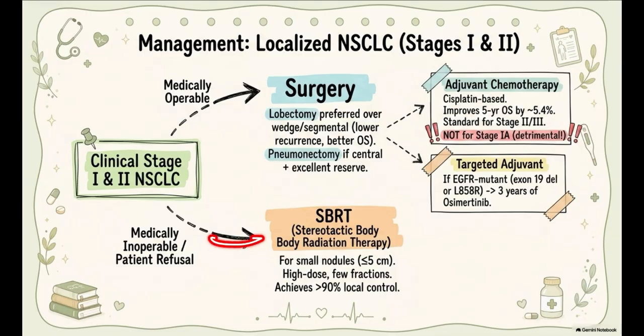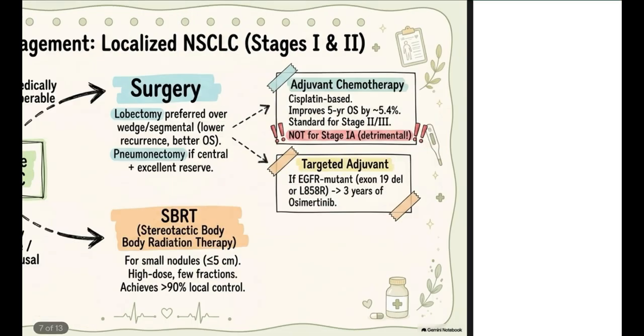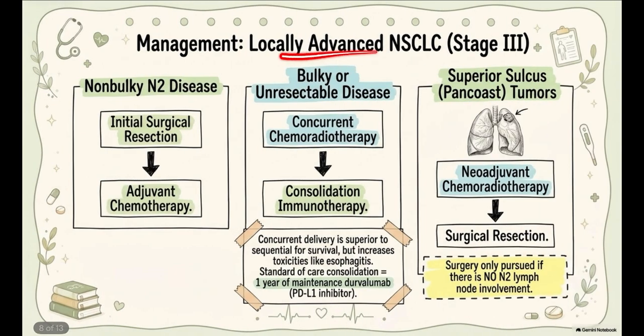What if the patient is medically inoperable? Then you use stereotactic body radiation therapy, or SBRT, for small nodules. This uses high radiation doses in very few fractions, achieving greater than 90% local control. For stage 3, locally advanced disease, management shifts significantly.